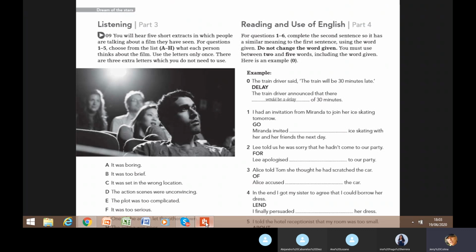Number 1 says, I had an invitation for Miranda to join her ice skating tomorrow. And you have to write a similar sentence, but using the elements they give you, which is a constriction, because now you cannot repeat the sentence with your own words. In the example, the train driver announced that there would be a delay. In number 1, you have to use go.